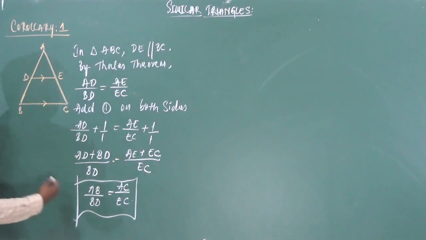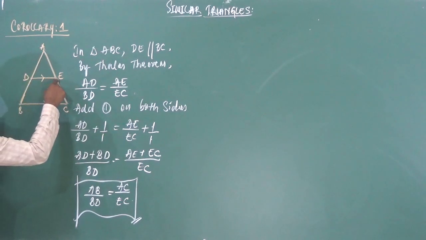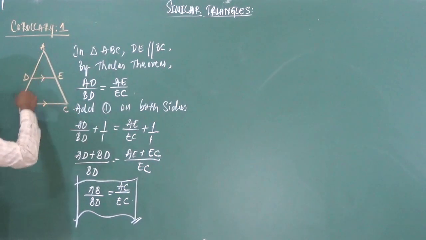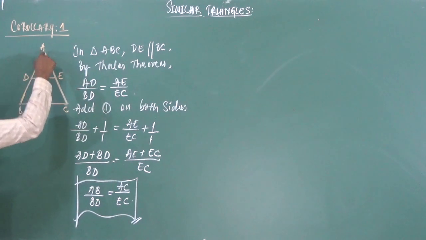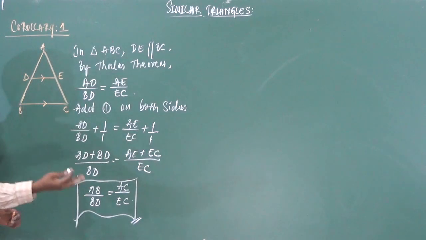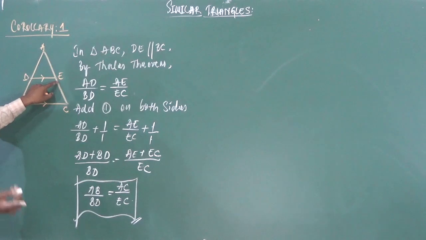So what this means is that if a line is drawn parallel to a side of a triangle, then the ratio of AB by BD and AC by EC is also the same. That's also true. That's what I told you. AD by BD is equal to AE by EC is Thales theorem mathematically. AB by BD is equal to AC by EC is corollary 1 mathematically.